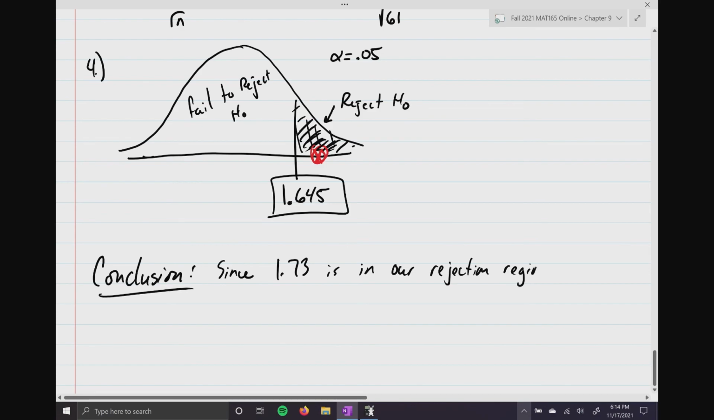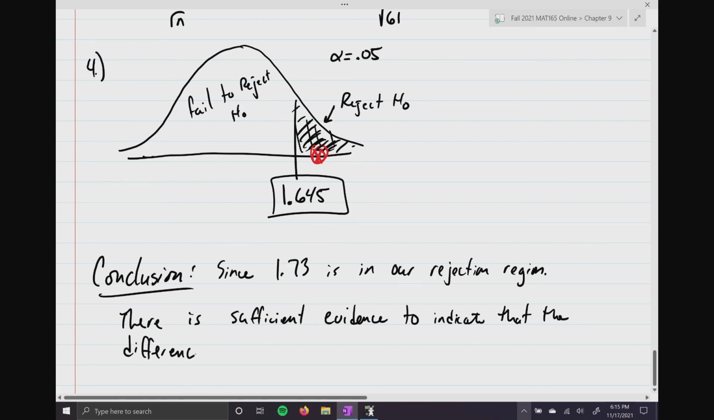and I'm going to state this one a little bit differently here, there is sufficient evidence to indicate that the differences in temperatures is meaningful.